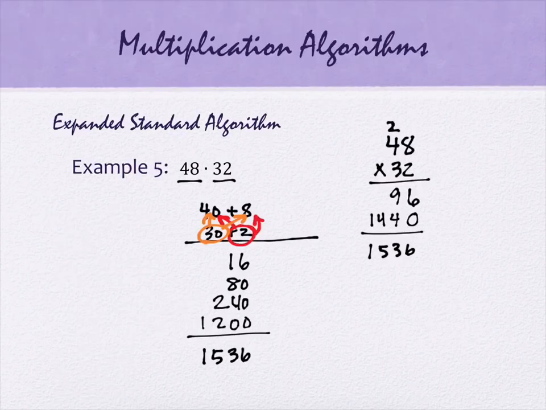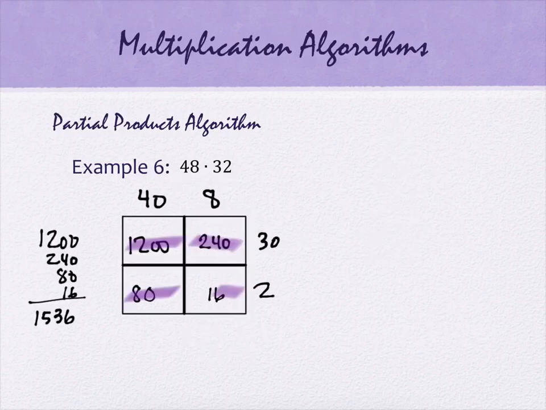I think we had done a couple of those even, right? Yep, we had. Okay. So we did the standard algorithm over on the right. We did the expanded algorithm here on the left. And then we did partial products, which I told you was my favorite.